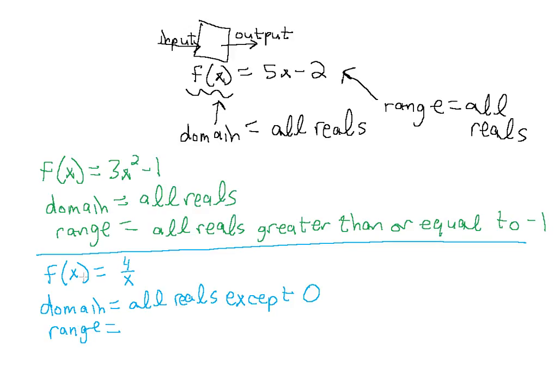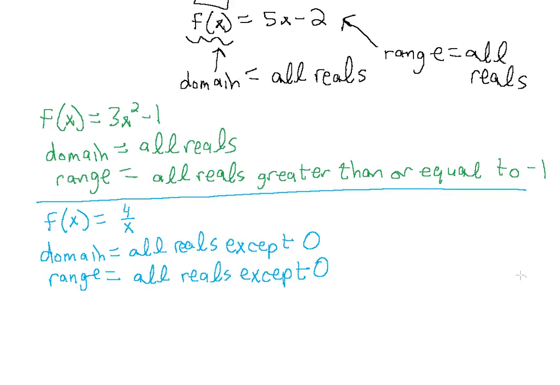Now the range is what this function is going to take in and spit out. So it's going to take in the domain and it's going to give us the range. And as long as we don't put in a 0 here, we'll actually get any real number. So the range is going to be the same as the domain. It's going to be all real numbers except 0, just depending on which number we choose. But we can't choose 0. Okay. Pretty straightforward. These are actually the basics of functions.